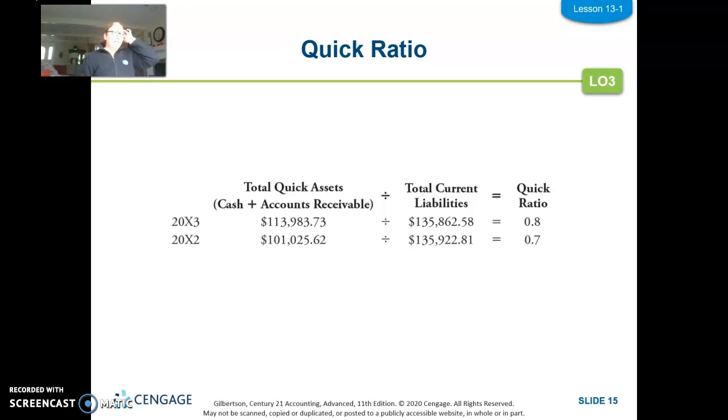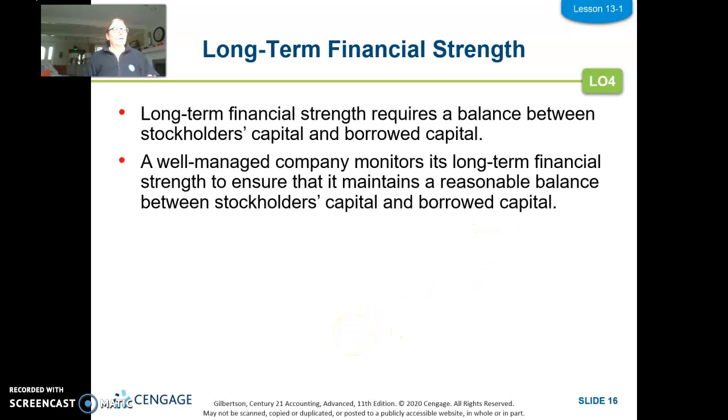So that is my final short-term financial strength ratio that I look at. Again, I had working capital, which was current assets minus current liabilities. Then I had the current ratio, which was current assets divided by current liabilities. And then I had the quick ratio, which was quick assets divided by current liabilities. So I will do another lecture that does the long-term financial strength ratios.